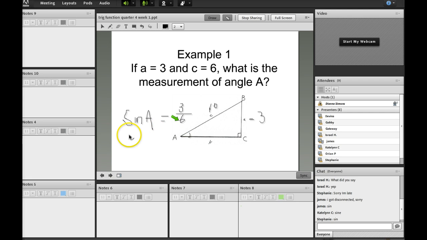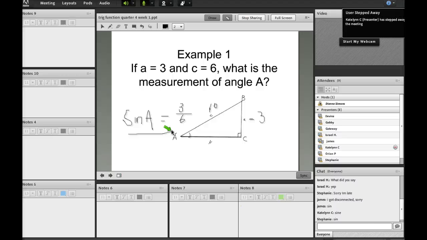So does anybody know what I would do in a graphing calculator, or do you have a calculator online that you can use to find out what is the angle measurement? What angle measurement is equal to 1/2? Anybody? We are going to use sine.